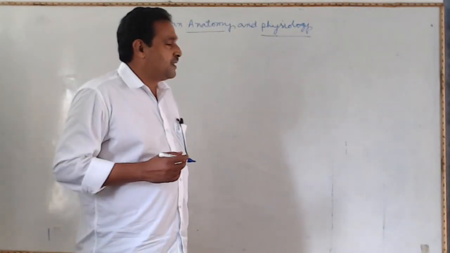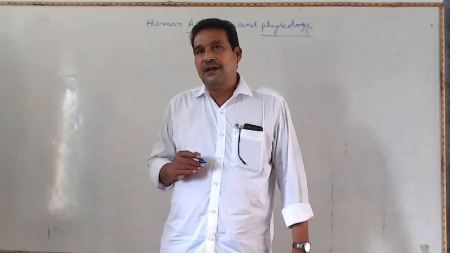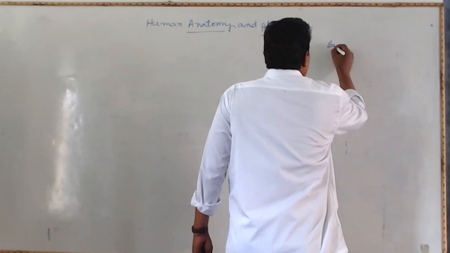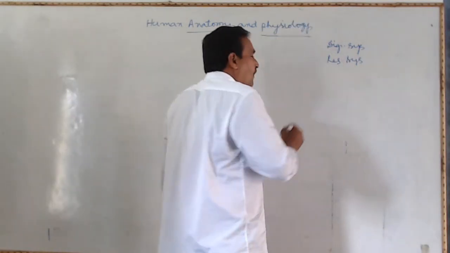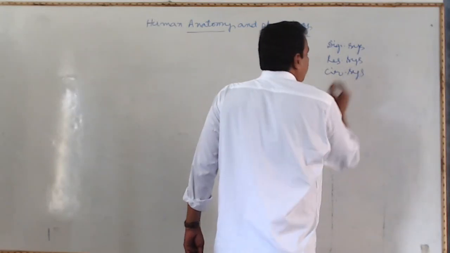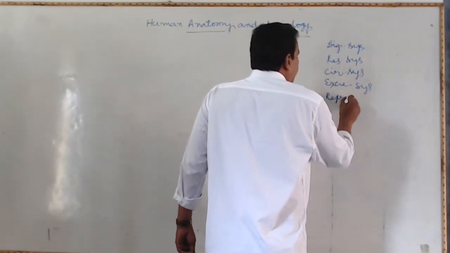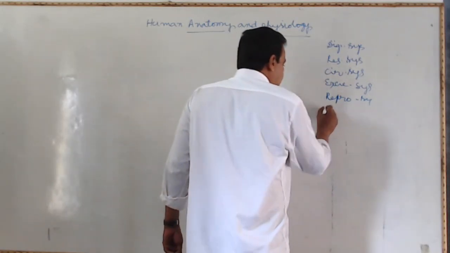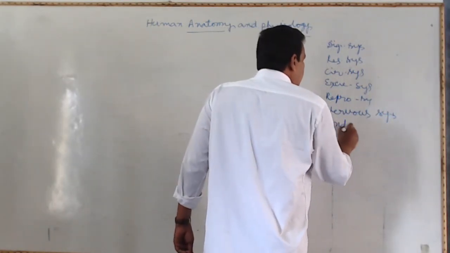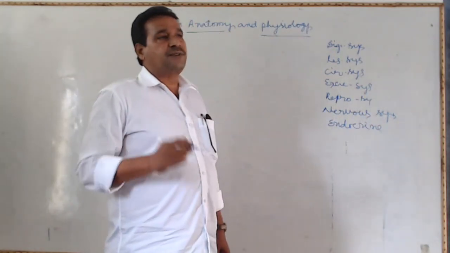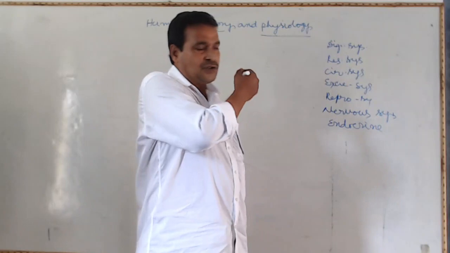You have already studied several organ systems in our body in your 10th class, such as digestive system, respiratory system, circulatory system, excretory system, reproductive system, nervous system and endocrine system. You have already studied the basic, fundamental knowledge about all those systems.